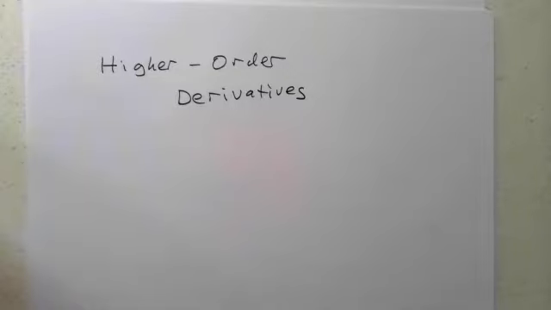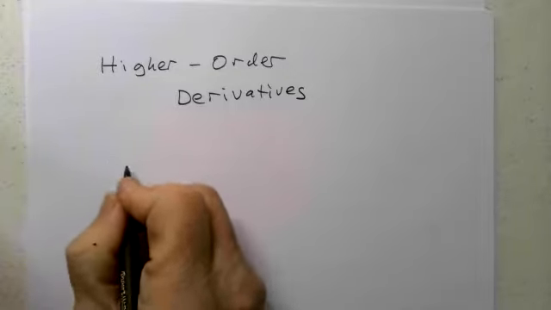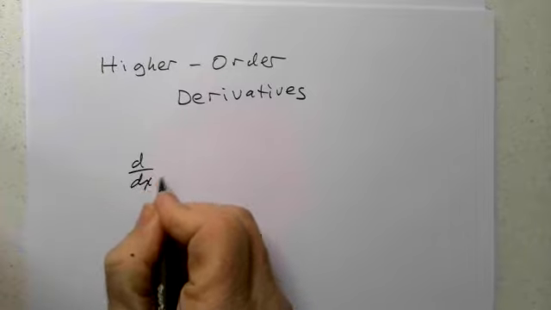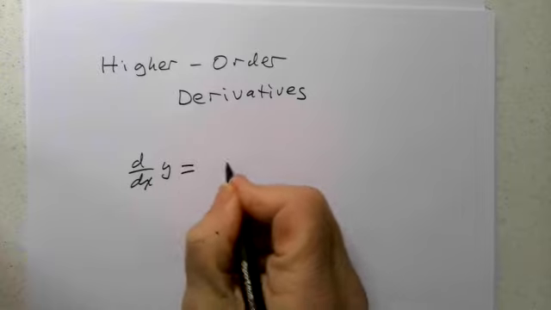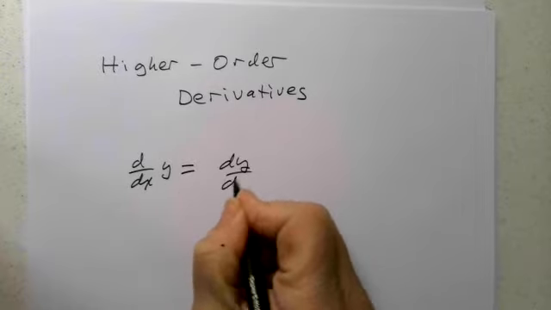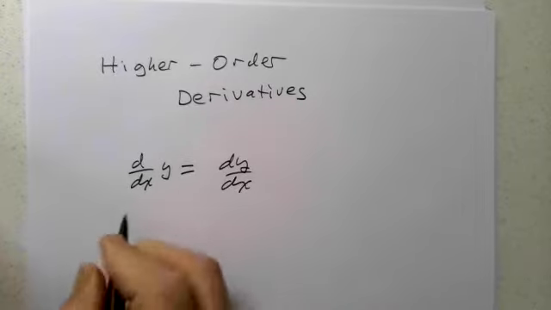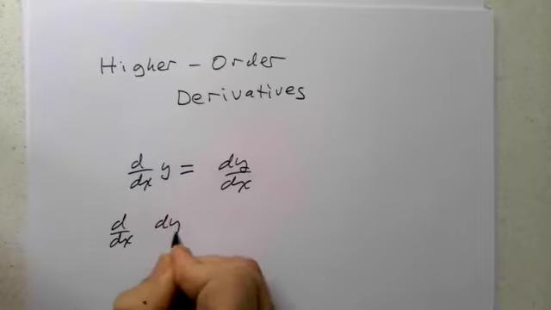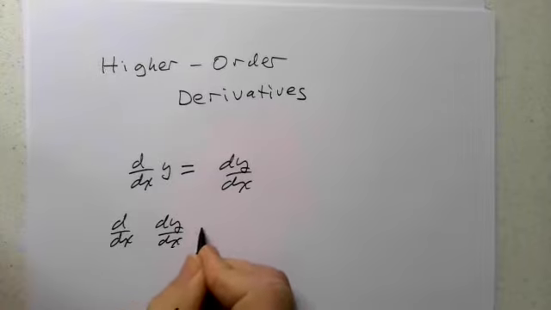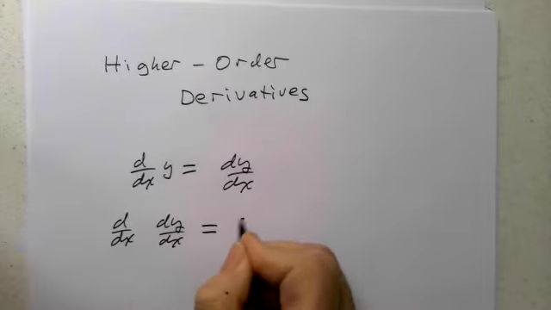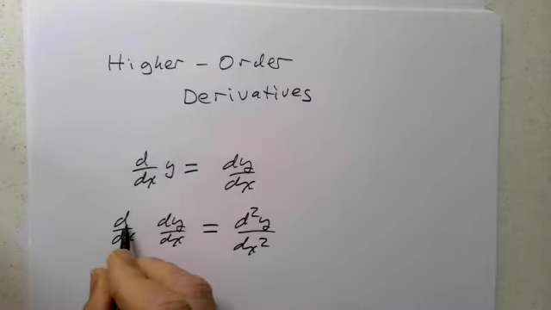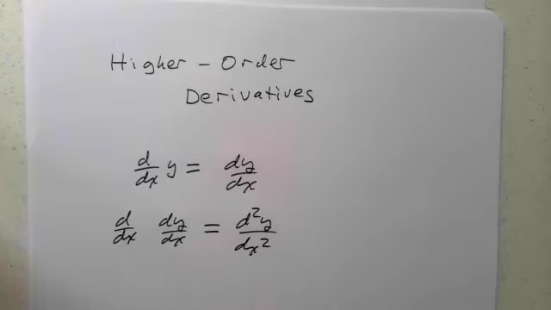So this lesson's on higher order derivatives. We know that if we want the derivative with respect to x of y, we can write that as dy dx. If we want the second derivative, the derivative with respect to x of dy dx, what notation does that give us? We write it this way: d2y dx squared, etc.